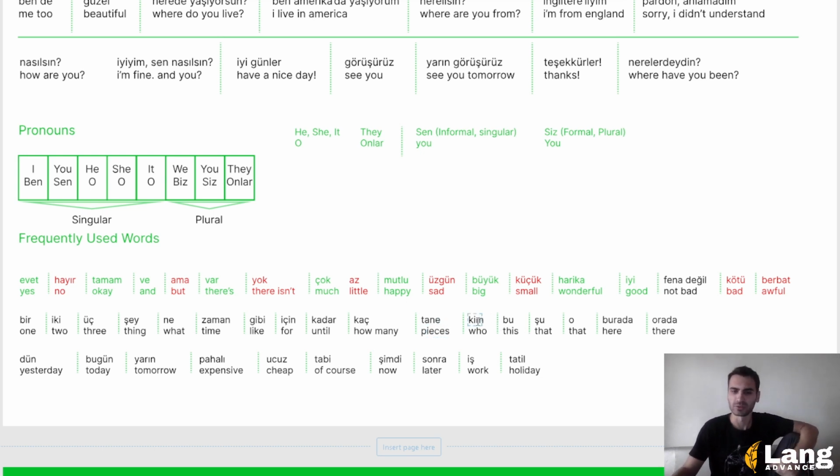So practical language. I would say kim, who, this, who this person, kim bu, who is this, kim şu. Şu is for people you don't even see. O, it's far. Kim o? Or the people you don't see right now, in the moment. O adam iyi bir adam. That person is a good person.